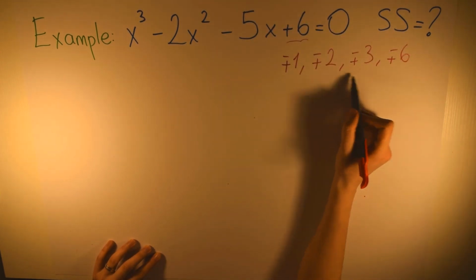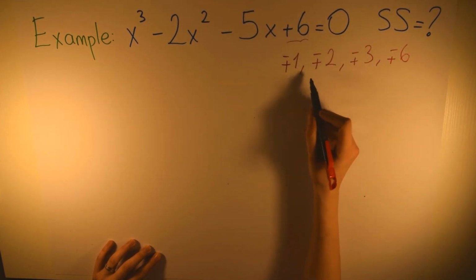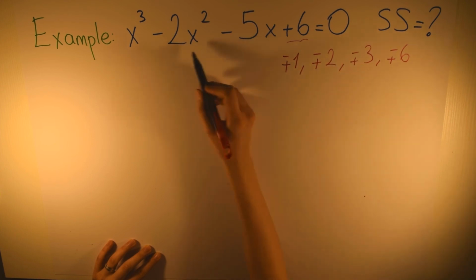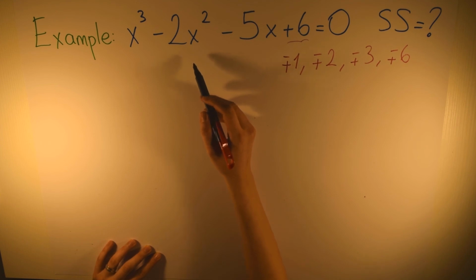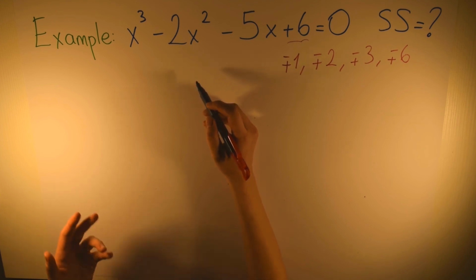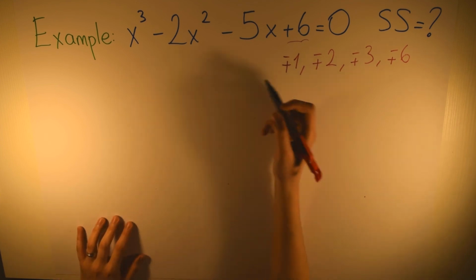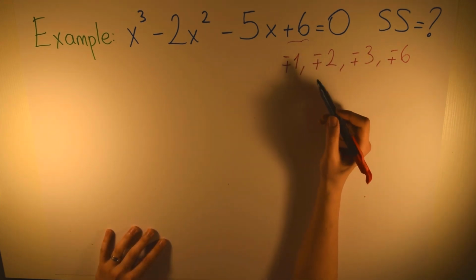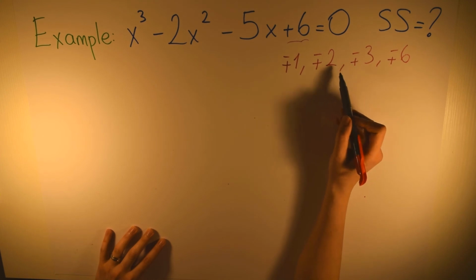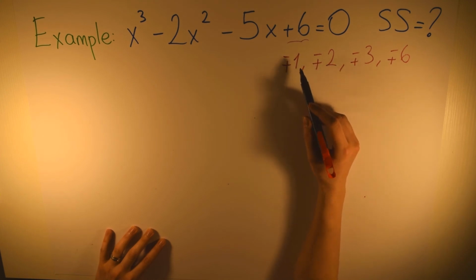First you write this down, and after that you apply all these values in this equation, and you will find one of them as your root. Probably, in most questions you will find one of these as one of your roots. So when you apply these values, you will see that plus 1 is actually one of our roots.